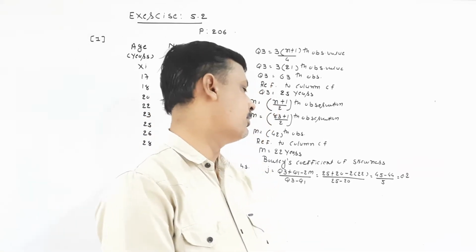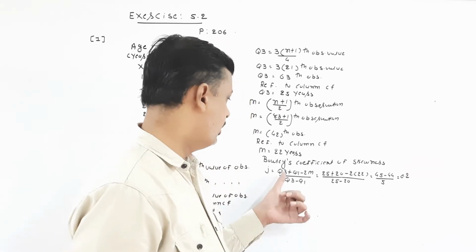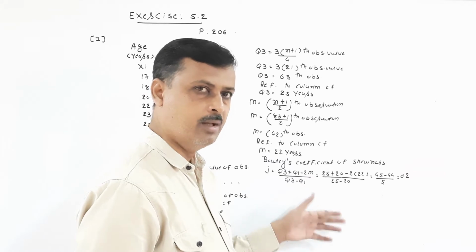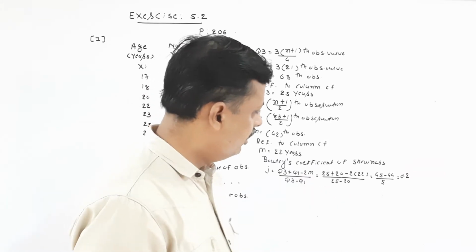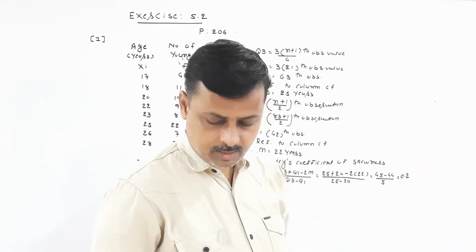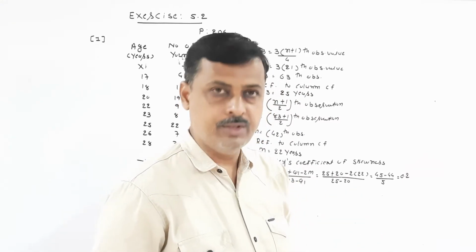Bowley's coefficient of skewness is Q3 plus Q1 minus 2 median upon Q3 minus Q1. Then we put in the values. So the answer is 0.2. And the last part is given: state the type of skewness.